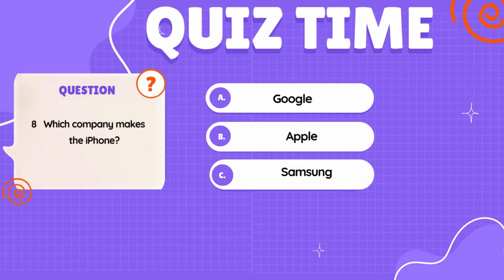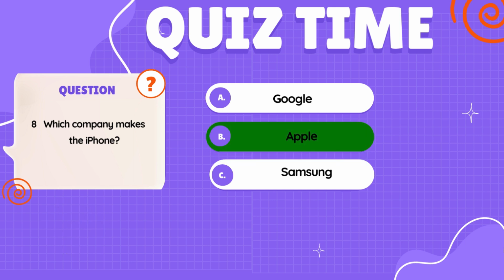Which company makes the iPhone? A. Google. B. Apple. C. Samsung. The correct answer is B. Apple.